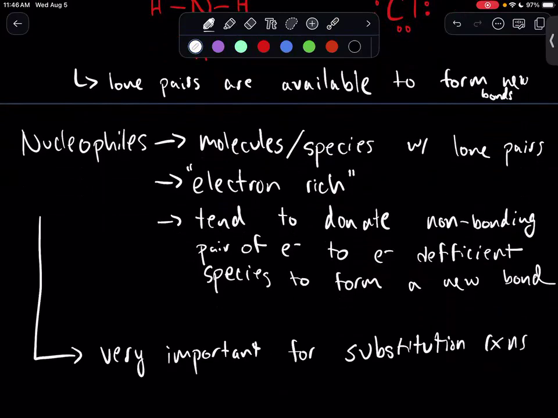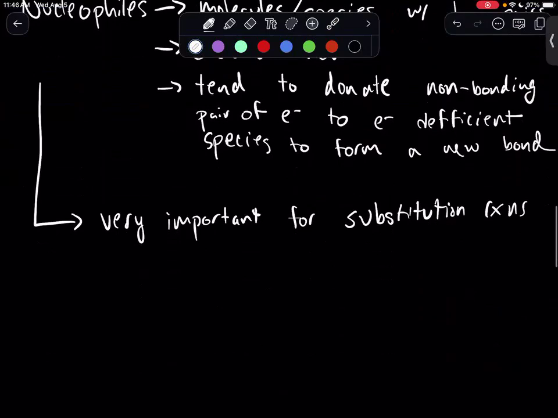So we're going to be looking at how they are used to substitute something else, meaning fully replace it. So let's take a look at some substitution reactions. We'll just look at one quick example here. If I have CH3CH2Br, so bromoethane, and I try and add in a hydroxide.